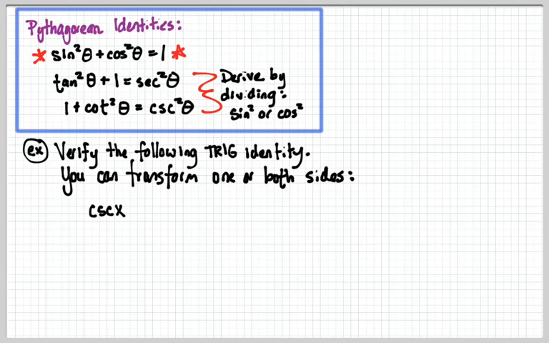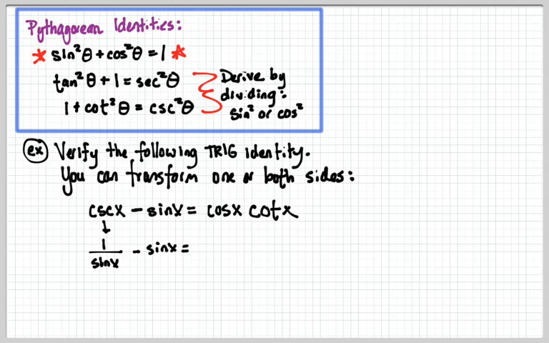Cosecant of x, sine of x. All right, so hopefully this has become automatic. 1 over sine x minus sine x equals... Now let's work on the other side too. It's going to be helpful just so we get it all in the same form. Cos x over sine x. And you can work on both sides at once. That's totally fine too.